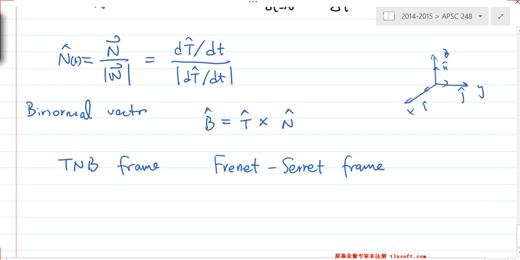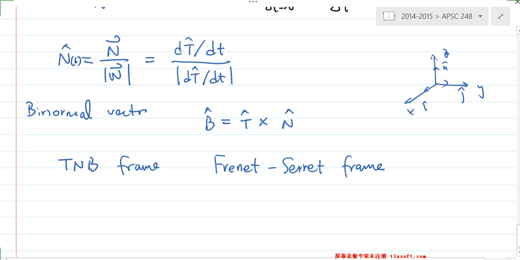Serret, yeah. So based on two names, it's the same thing. This actually turned out to be a very useful frame. Why is it useful? It's this.